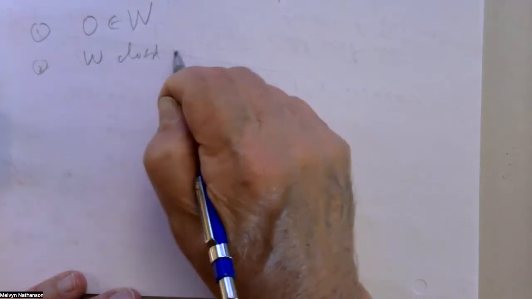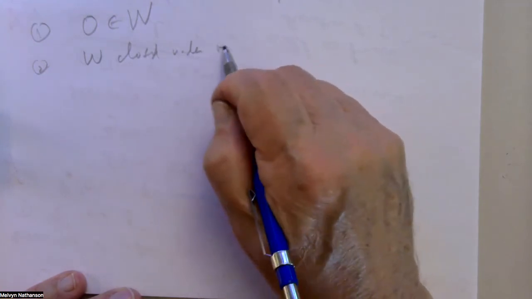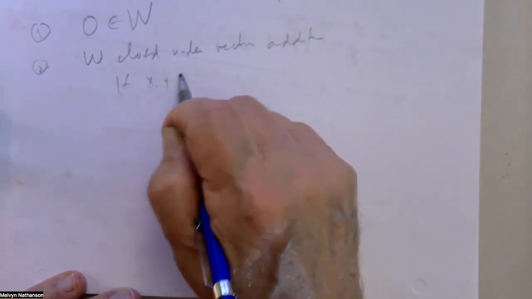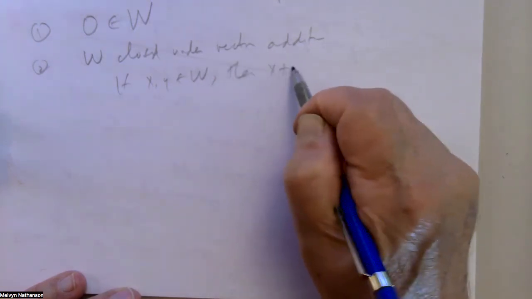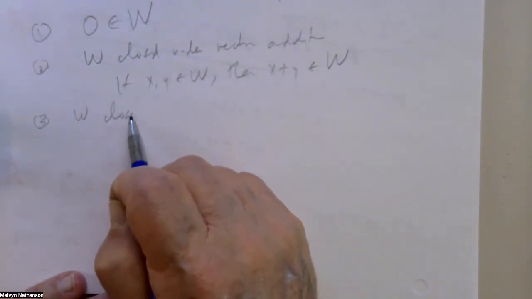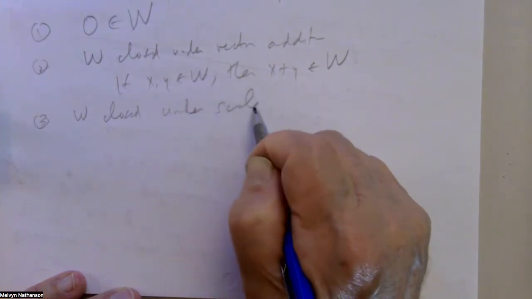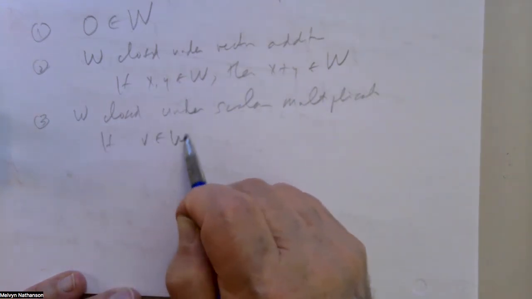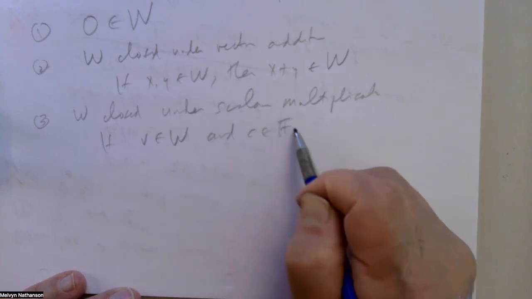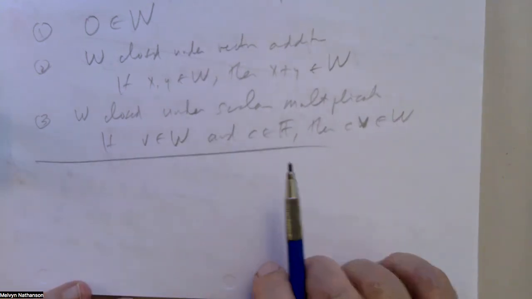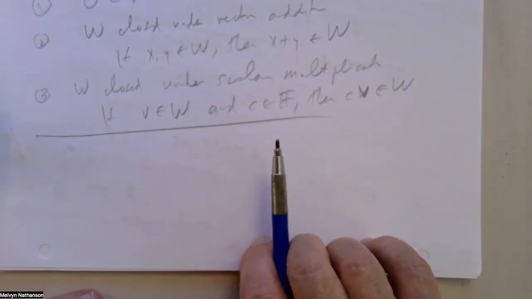W is closed under vector addition. That means that if x and y are vectors in W, then the sum x plus y, we know it's in V, but this is also in W. And W is closed under scalar multiplication. This means that if v is any vector in W and c is any scalar, then c times v is also in W. That is what a subspace is.